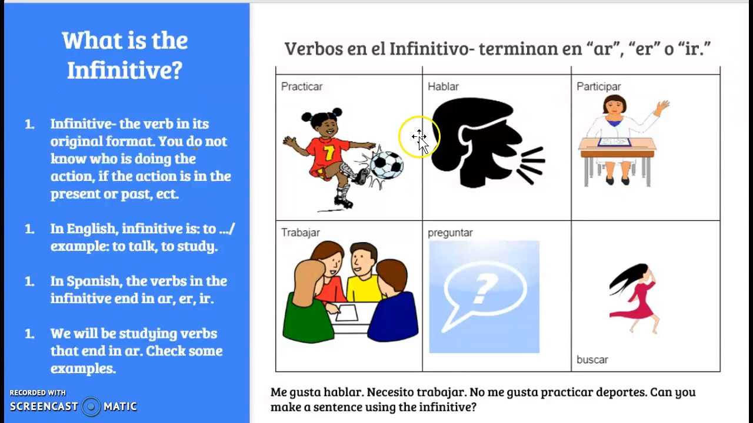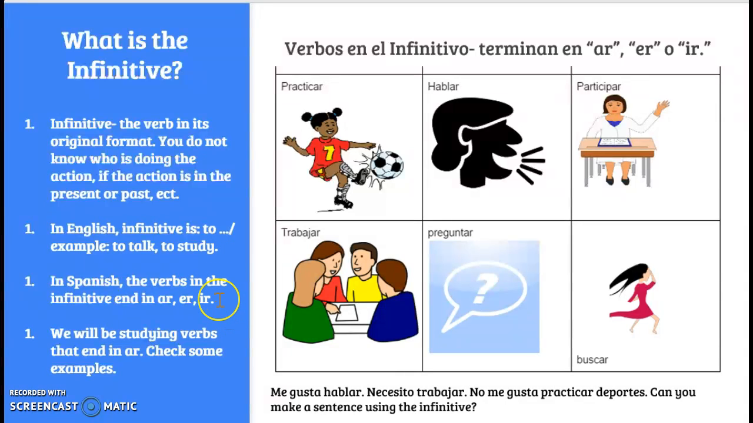Okay, so first we learn the verbs in the infinitive, right? The verbs in the infinitive in Spanish always end in R, either AR, ER, or IR. For this lesson, we're going to be learning AR. So the infinitive is basically the original form of the verb. You don't know who is doing the action, you don't know if the action is in the present. So if I say to talk, to study, you don't know if I'm saying he studies, I study, or he studied last night. So that's the infinitive.